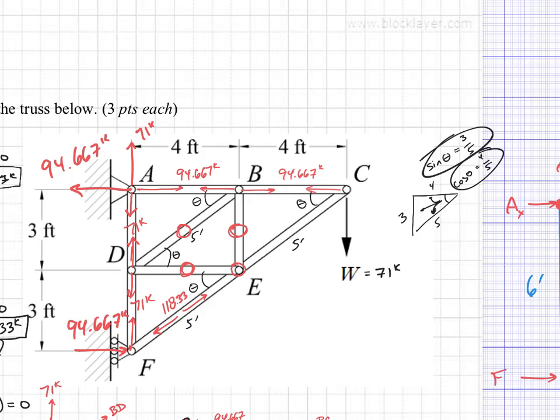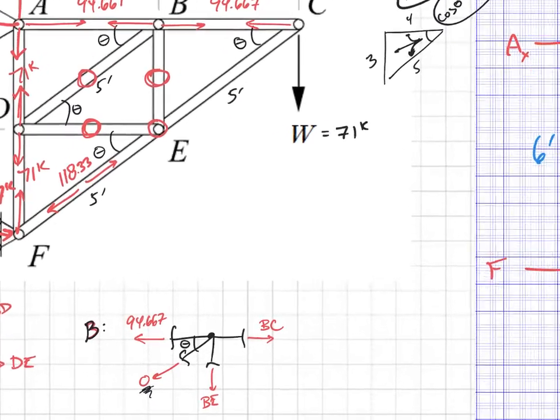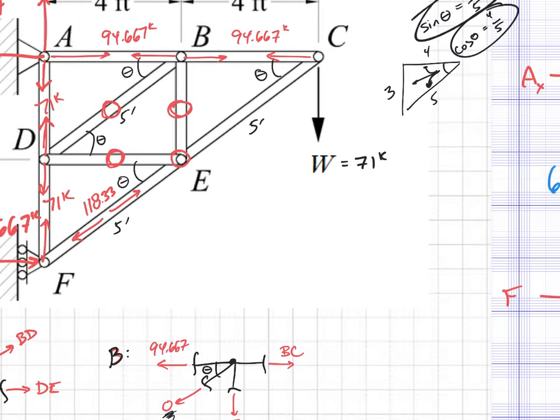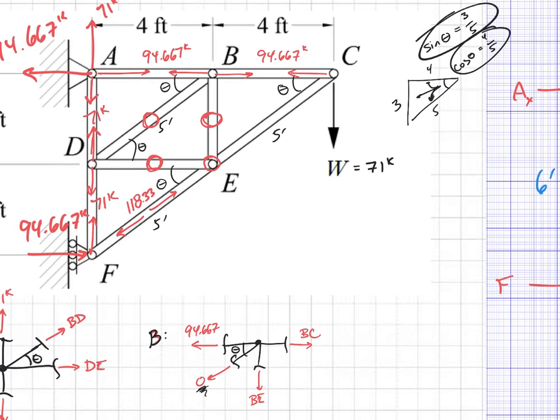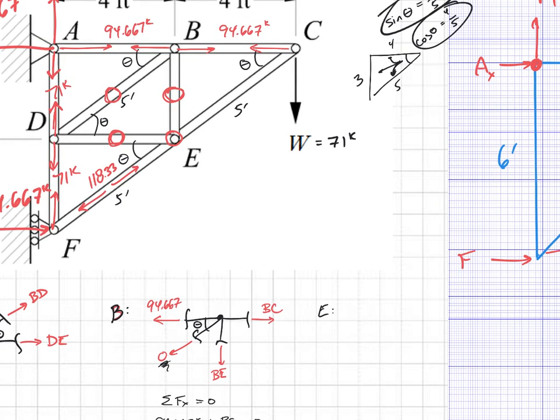So let's go ahead and do joint E. It doesn't really matter which one you do, but I'm going to do E. I'm going to do both, is what I'm going to do. So here's joint E, and it looks like this, right? We've got something coming in like this, and something leaving like this. Those are both on the same angle, right? Theta and theta, right? And then I've got these two coming out.